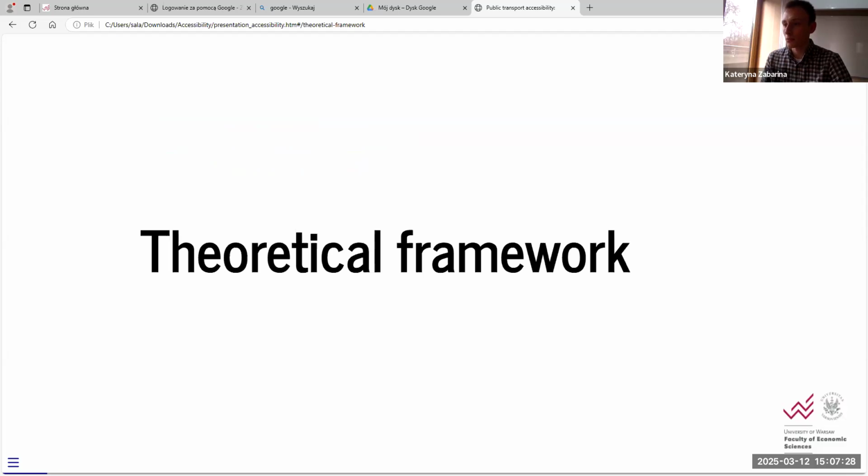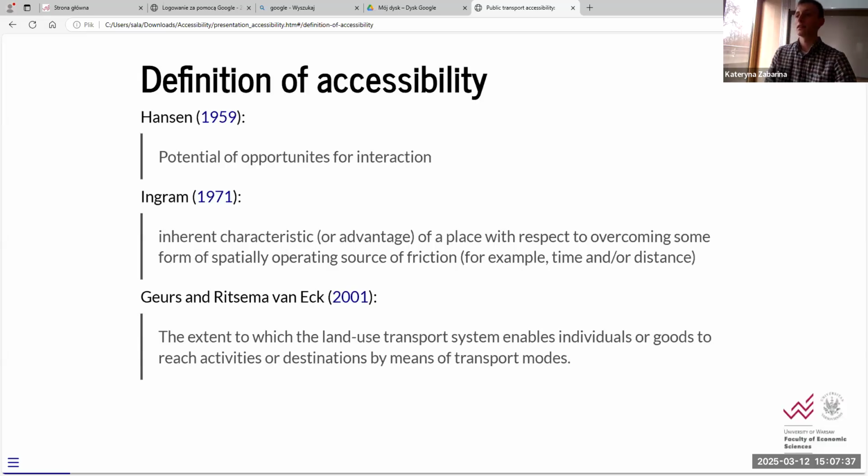So firstly, theoretical framework. Maybe it's good to start with a definition. What is accessibility? And the most classic definition is from 1959. It is a potential of opportunities for interaction. Second definition, similar: inherent characteristic or advantage of a place with respect to overcoming some form of spatially operating source of friction, for example, time and/or distance, or the extent to which the land-use transport system enables individuals or goods to reach activities or destinations by means of transport modes.